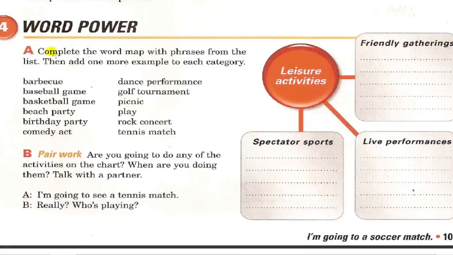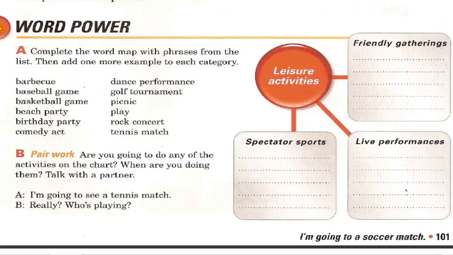Exercise number 4, word power. In this exercise, you complete the word map with phrases from the list. Then add one more example to each category. Here we have three categories, and you would like to put these words in every category. You have three groups.